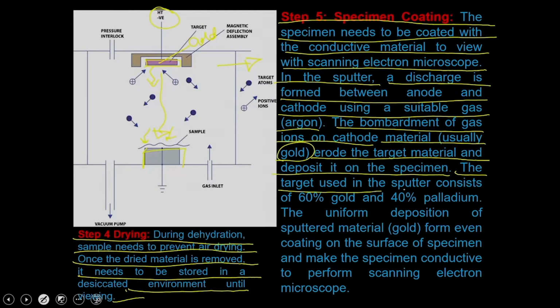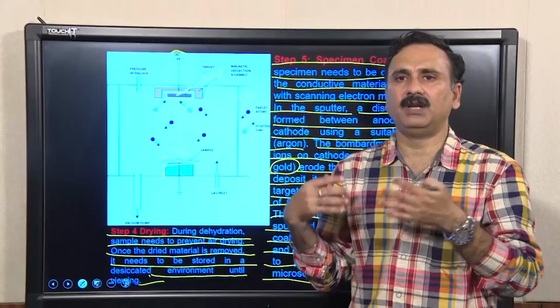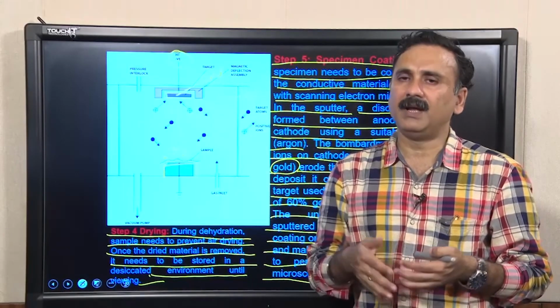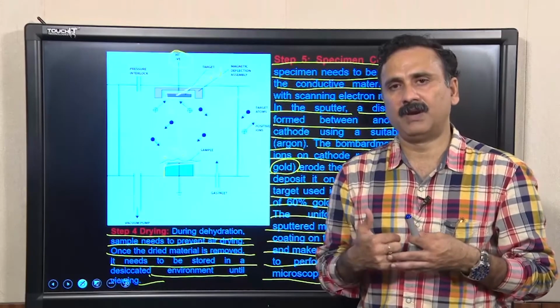The target used in the sputter consists of 60% gold and 40% palladium. The uniform deposition of the sputtered material, that is the gold, forms an even coating on the surface of the specimen and makes the specimen conductive to perform scanning electron microscopy. Once you are done with the coating, you do not need to keep the sample under vacuum, and you can just load it into the scanning electron microscope and visualize it using the microscope.